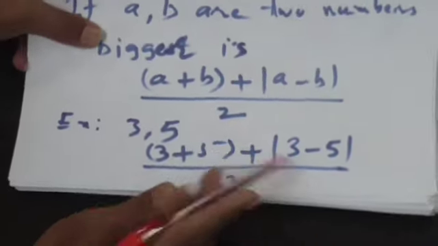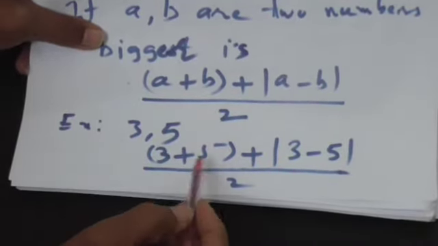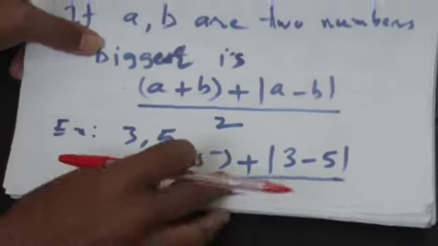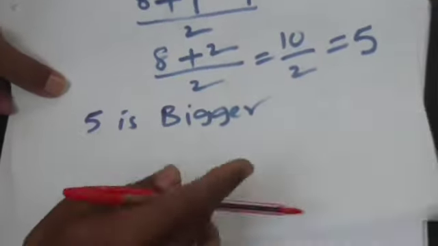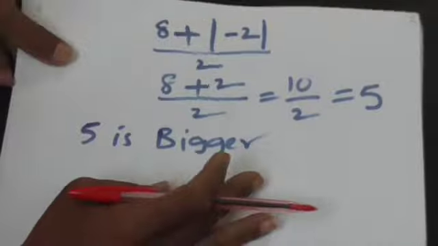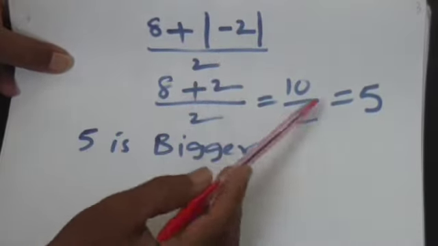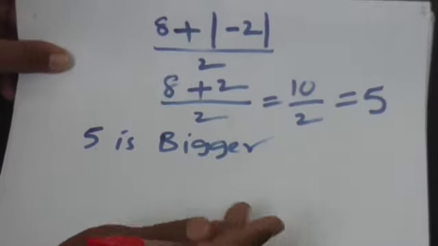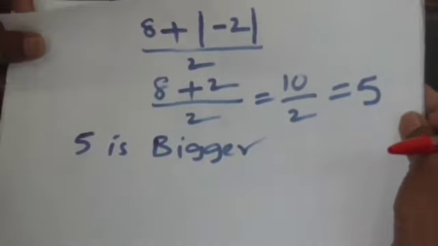Another example, if you take 3 and 5, the bigger of these two is 3 plus 5 plus the absolute value of their difference, divided by 2. The sum of 5 and 3 is 8, and the absolute value of the difference is 2, so 10 by 2 is 5. So 5 is bigger. So very simple. No relational operator is used in this.